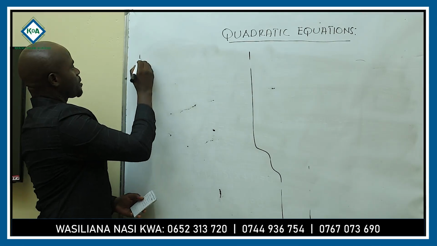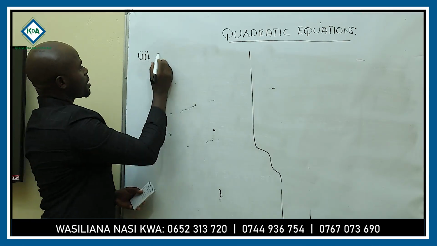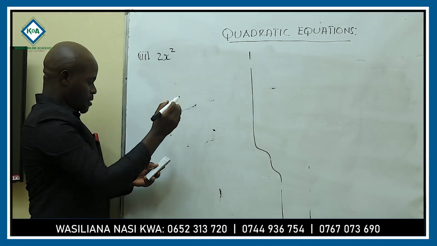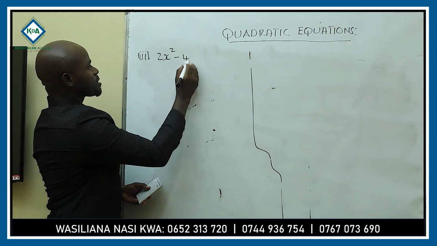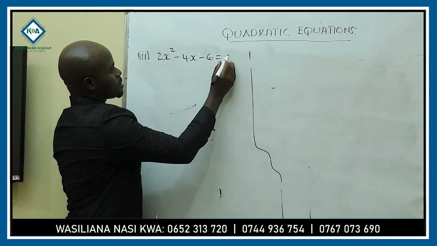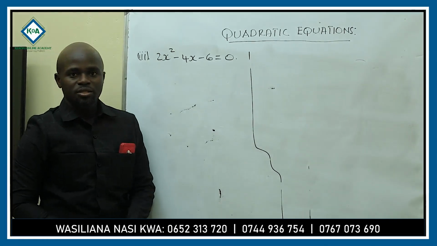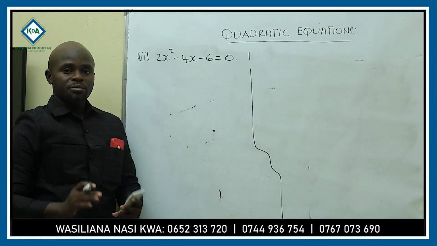Now number 3 is 2x squared minus 4x minus 6 is equal to 0. Yes, our steps are the same.